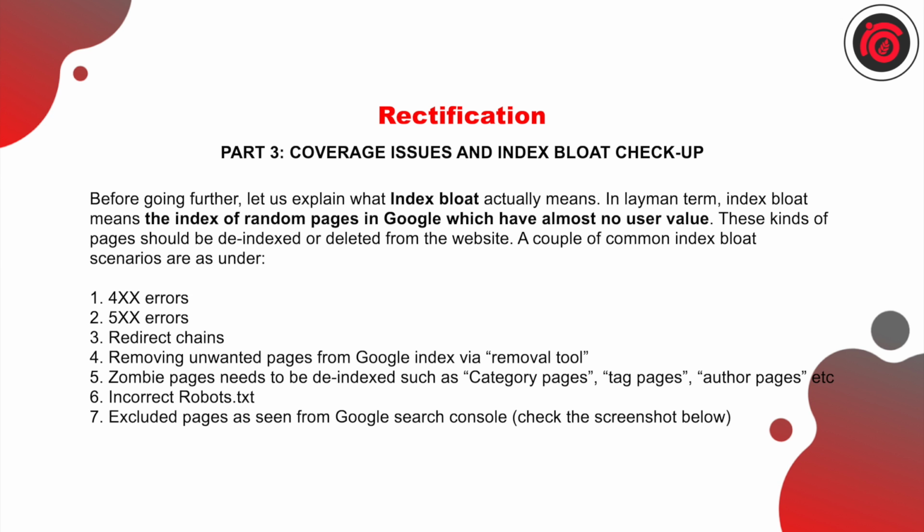These pages are usually the category pages, tag pages, author pages, and other pages which need not be indexed and can be removed using the robots or the exclusion list. Then we have the robots.txt. You might not have a good robots.txt. We will be preparing a separate video for that. I'll give the link in the description.